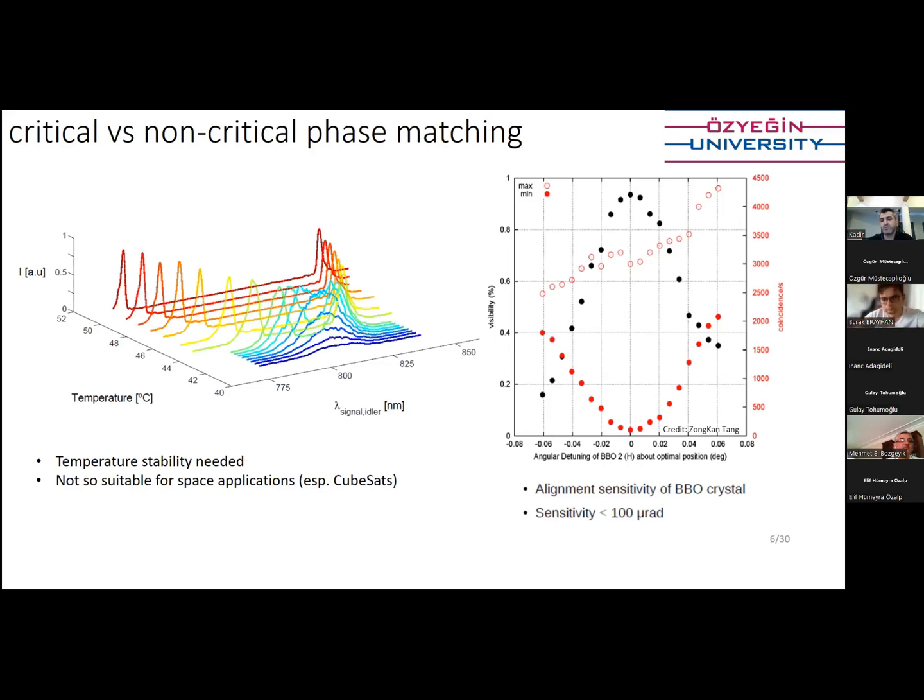But in our case, we don't prefer it for one reason, because we want to work with CubeSats or satellites. And in the satellite, you cannot control the temperature effectively. The reason for that is, in the lab, how do we control the temperature? We just have a Peltier element, which you can also call a thermoelectric cooler. There are two plates. One plate is getting hot, the other one is getting cold.